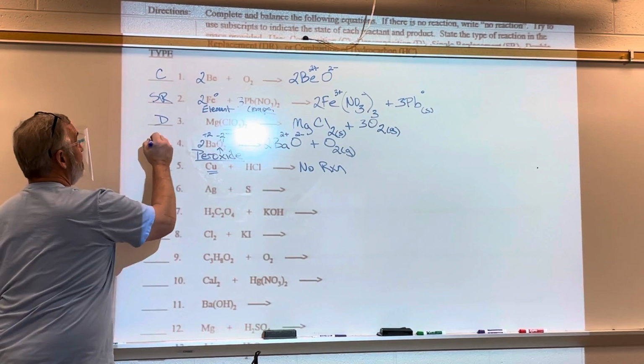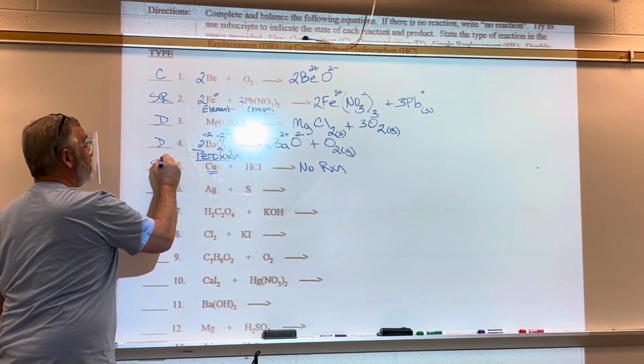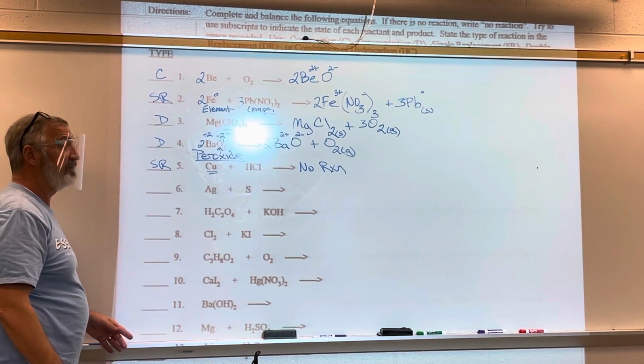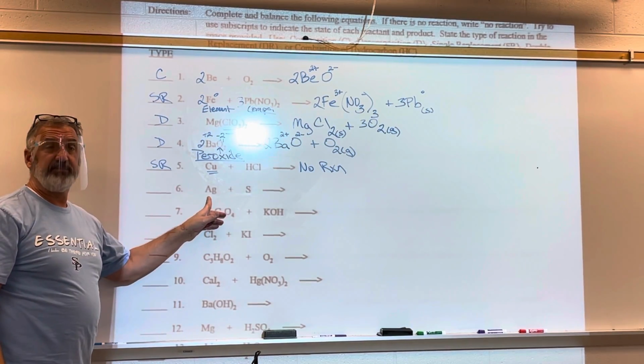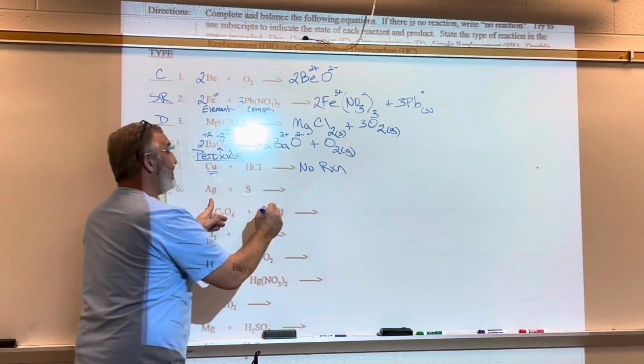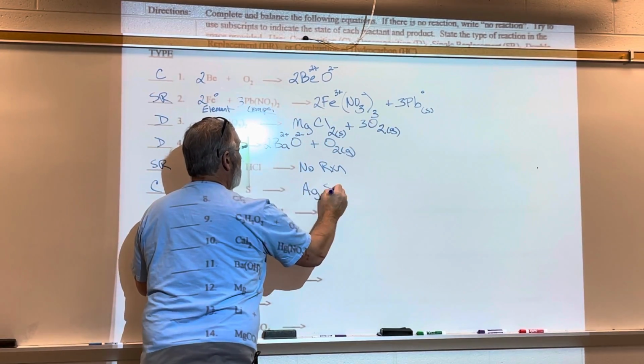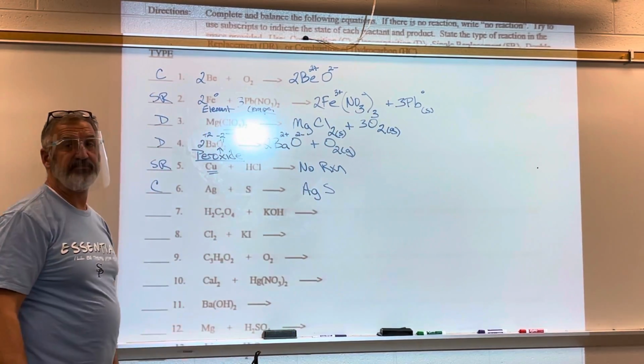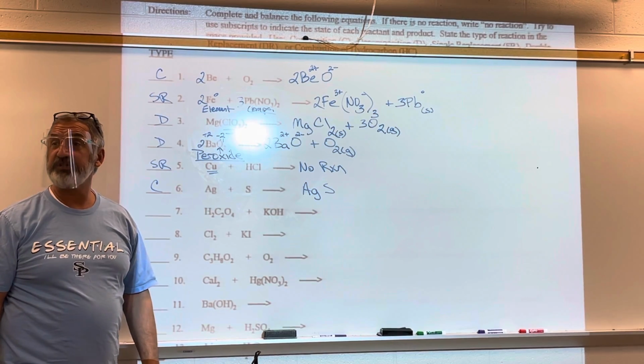Well, this would, by the way, this is a decomposition. This would be a single replacement, but it's nothing. What's this one going to be? Composition. So it's just going to make Ag2S. But how do I determine my subscripts? Charges. What's the charge on silver?